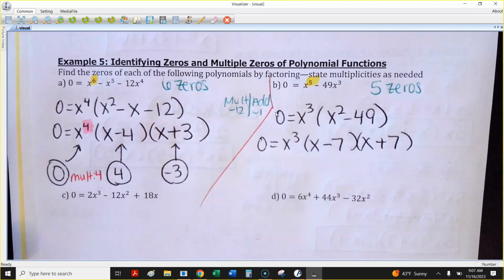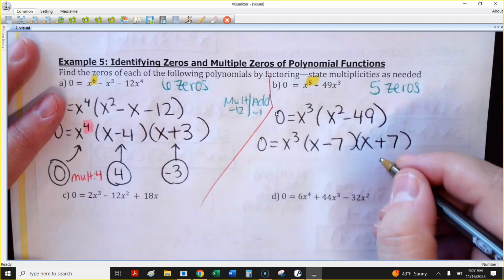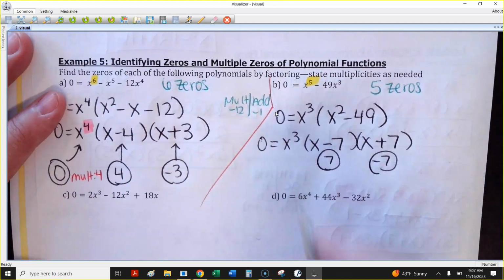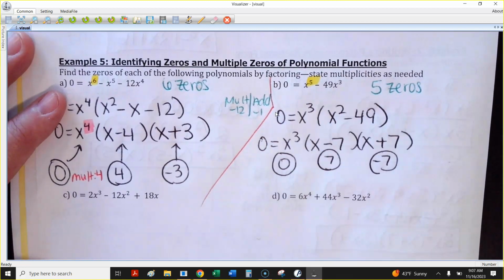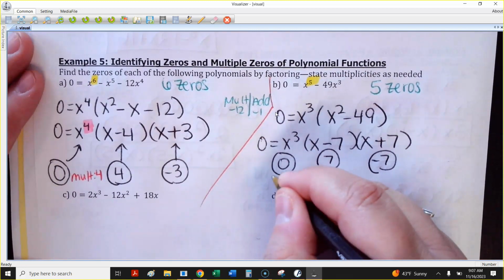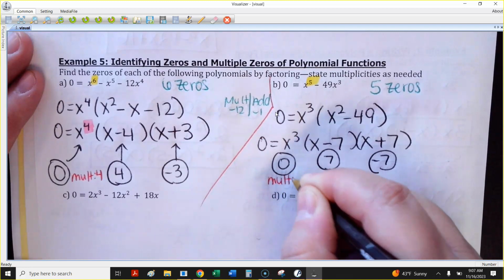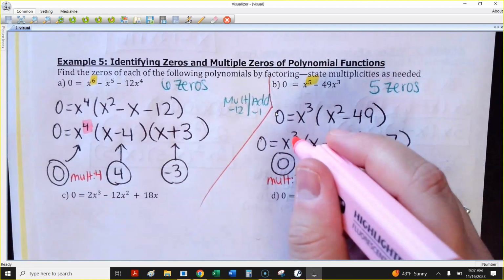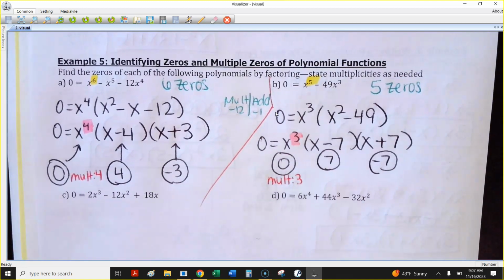Okay, we're supposed to have 5 answers to this question, right? Negative 7 is an answer. Positive 7 is an answer. And then 0 is an answer, but because it has that exponent, which is 3, it counts 3 times. So that exponent means I have 3 zeros on 0, if that makes sense. So 1, 2, 3, 4, 5. So I have my 5 total.